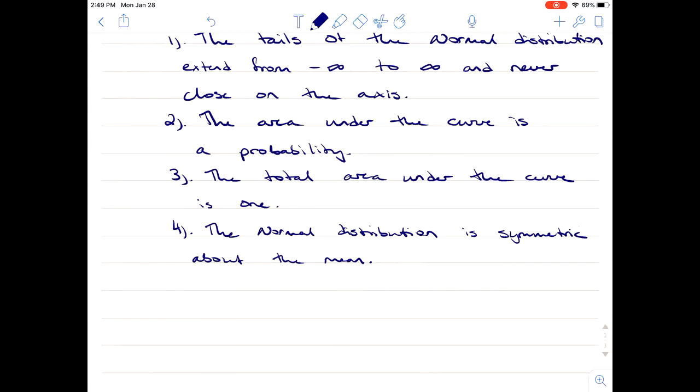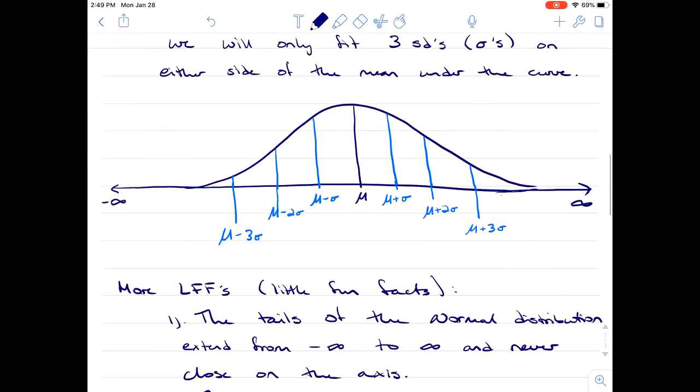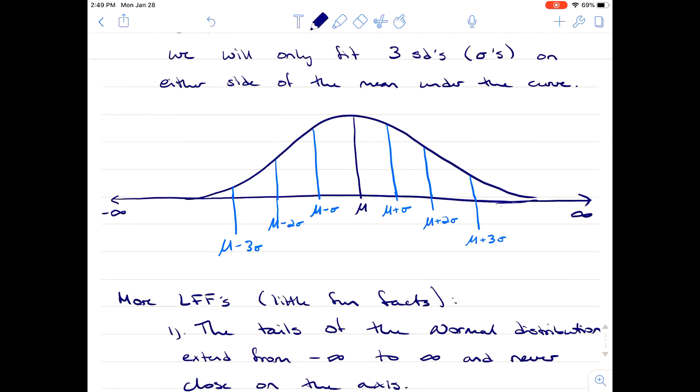And that's what lets us look at this and say, okay, if the total area under the curve is 1, and this is symmetric about the mean, then the probability of being less than the mean must be 0.5. And the probability of being more than the mean is also 0.5. So knowing one means we know the other, just like the complement. So we use that fact a lot, that it's symmetric.